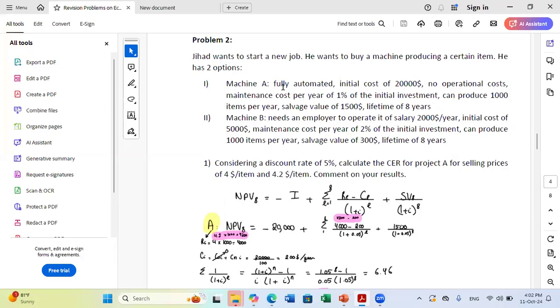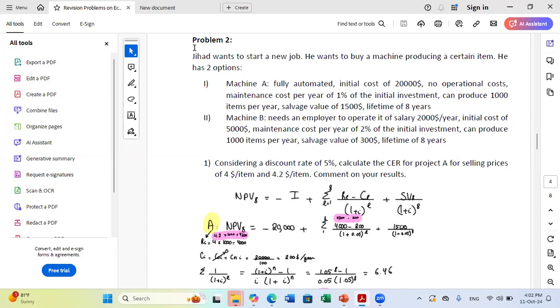On the other hand, Machine B needs an employer to operate it, of salary $2,000 per year, and the initial cost of $5,000 plus a maintenance cost of 2% of the initial investment. In addition, it can produce 1,000 items per year, and the salvage value is equal to $300.